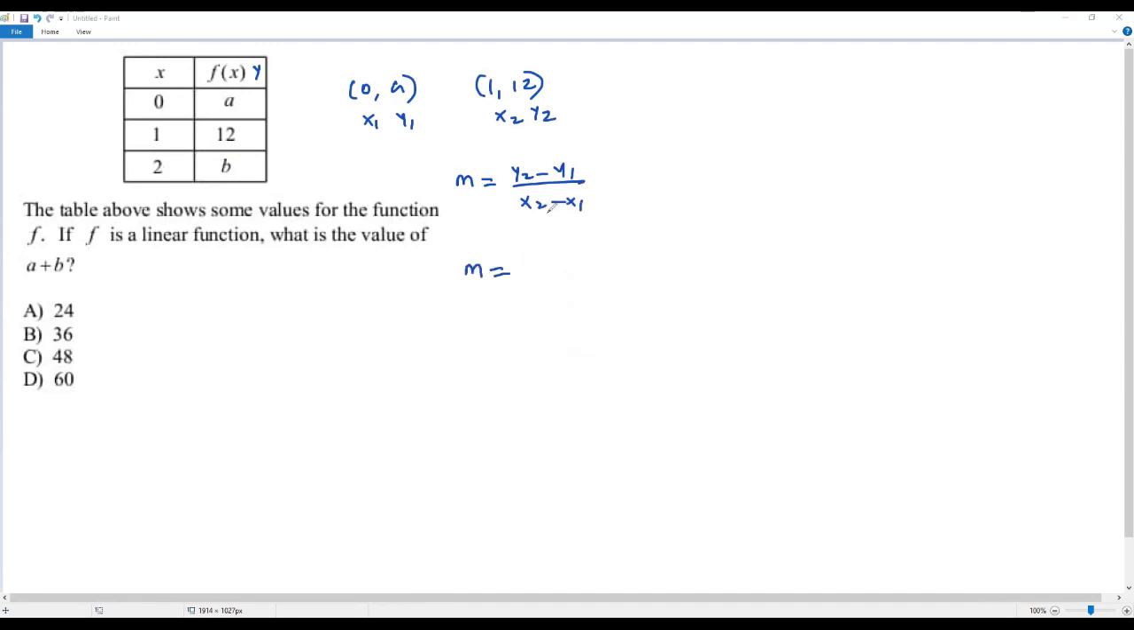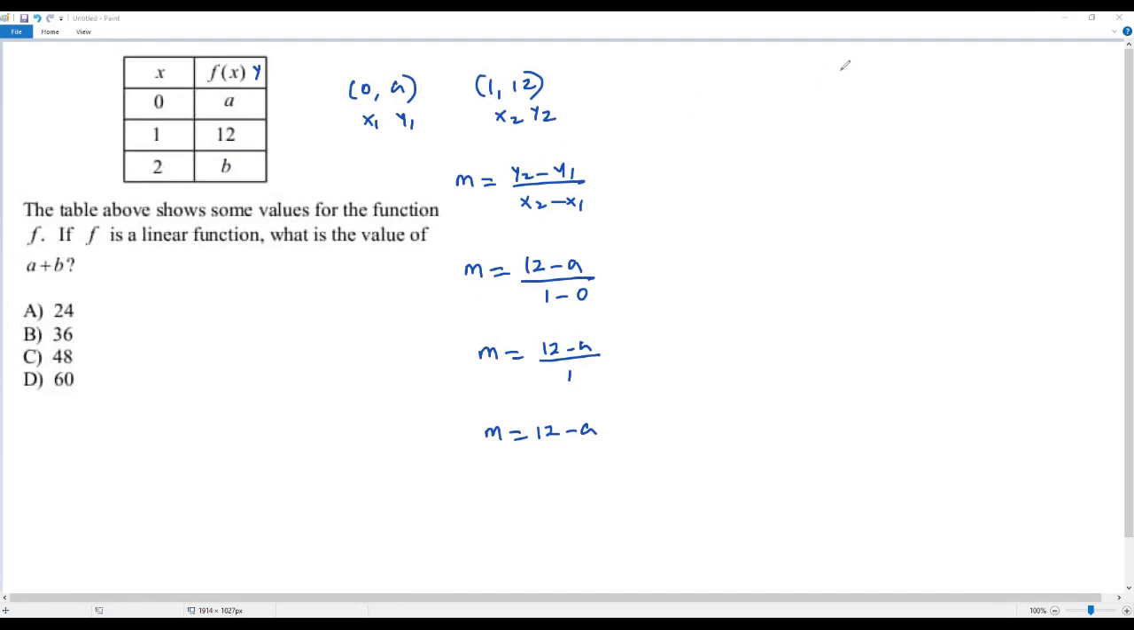Here we can now plug in the values for y2, y1, x2, x1. The value of y2 is 12, y1 is a, x2 is 1, and x1 is 0. Then we get m equals 12 minus a divided by 1 minus 0, which is just 1. Then we get m equals 12 minus a. Here I got the slope of the linear function f.